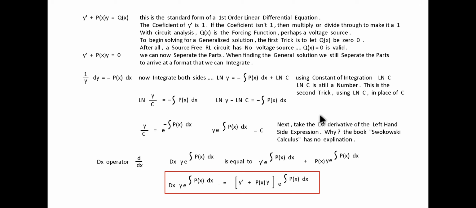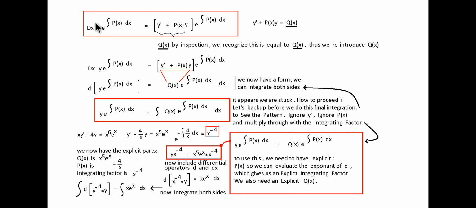The equation has been factored slightly, and we see that we have y prime plus p of x times y, which from the original first order linear diffy-Q is equal to q of x. So q of x is reintroduced. We see this by inspection. So we haven't really actually eliminated q of x. This is still the original equation here.